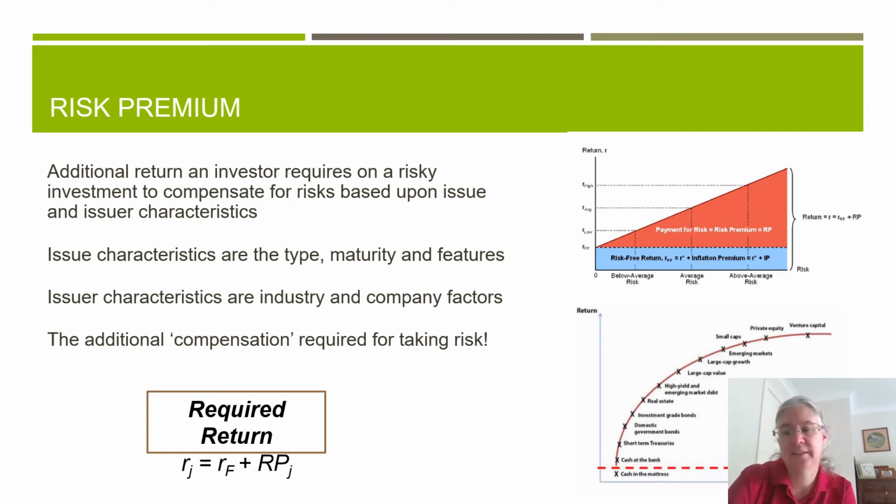We have also seen this graph before. Very low risk is cash in the bank, moving up to real estate, then shares, and then venture capital on the far side. So depending on what your investment is, that's how much you would require for the risk premium. The more risk it is, the higher the return we would expect to get.